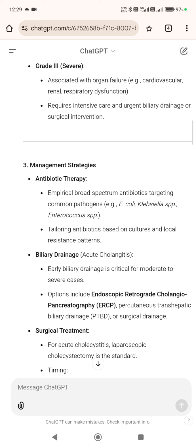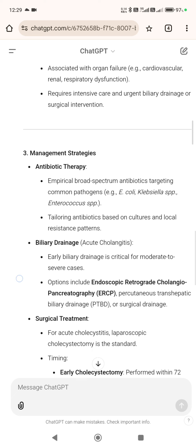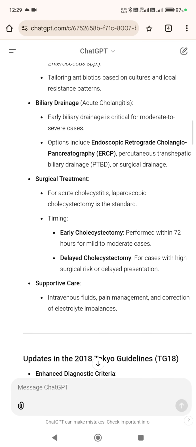Biliary drainage, acute cholangitis. Early biliary drainage is critical for moderate to severe cases. Options include endoscopic retrograde cholangiopancreatography, ERCP, percutaneous transhepatic biliary drainage, PTBD, or surgical drainage.